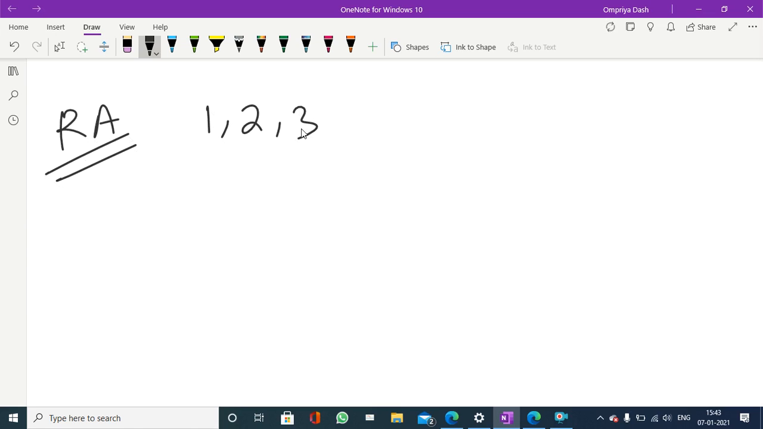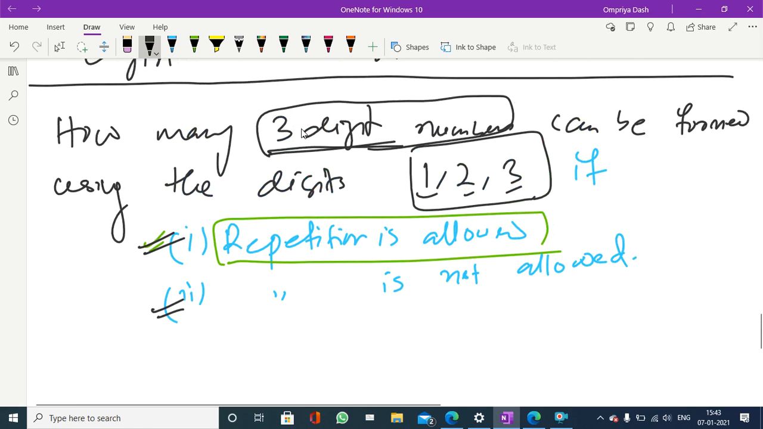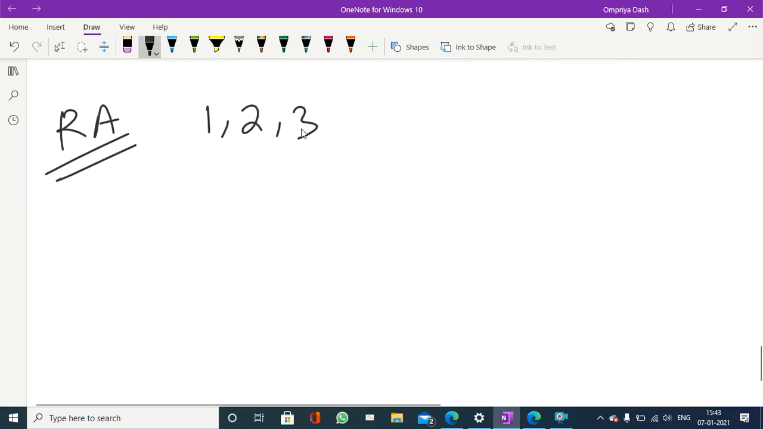You want to form a 3-digit number. This is your task. And the question is, how many 3-digit numbers can be formed? Or I can say, how many different ways can you do this task? Because the task is to form a 3-digit number, it is asking how many 3-digit numbers you can form. So in how many different ways can you form a 3-digit number using these digits, and repetition is allowed.